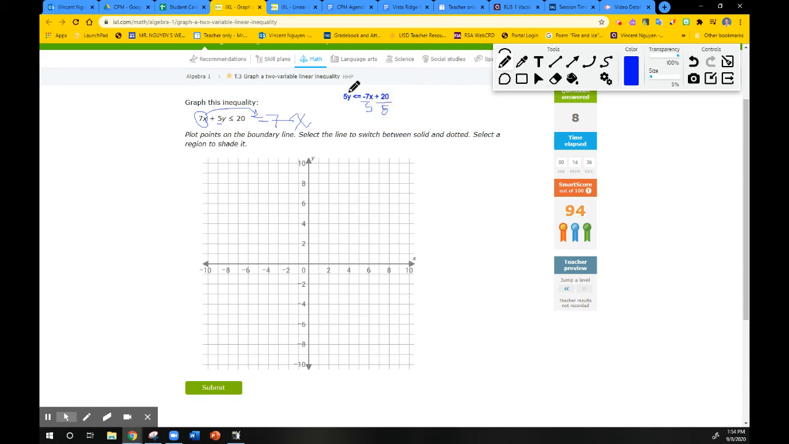So my inequality, the 5 will go away. So my inequality becomes y is less than or equal to negative 7 over 5x, and then plus 4, because it's 20 divided by 5. What I did with this step is just to simplify this right here. So that's what I'm going to do. I'm going to start at 4 on the y-axis. I'm going to go down 7 to the right 5. Because I can't, well, can I go up 7? No, I can't. Go down 7 to the right 5.